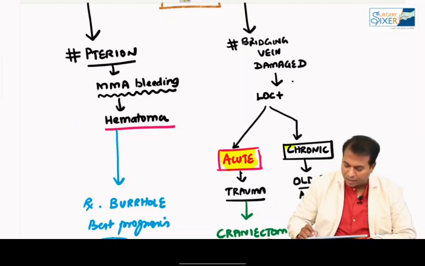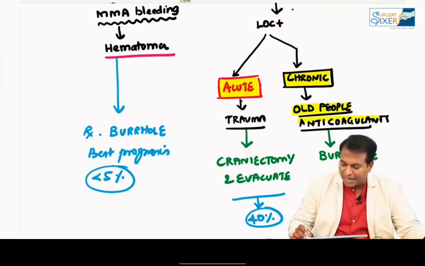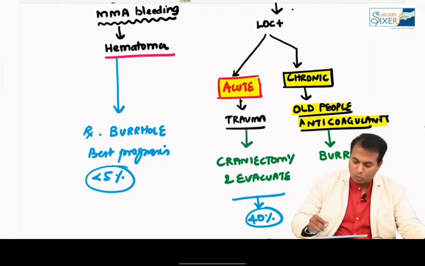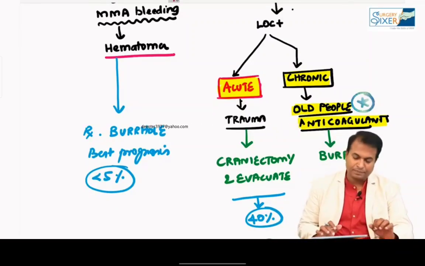Acute and chronic are the two types of SDH. Please don't forget this. Chronic is seen in old people on anticoagulants. Patients who are on anticoagulants, old people, will develop this chronic SDH. Okay, please don't forget these types of hemorrhages in the skull.